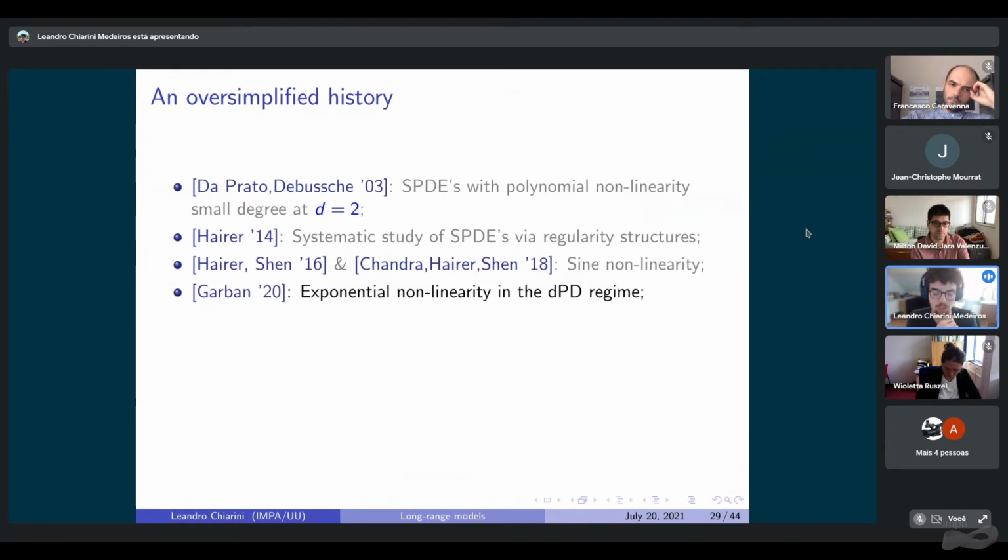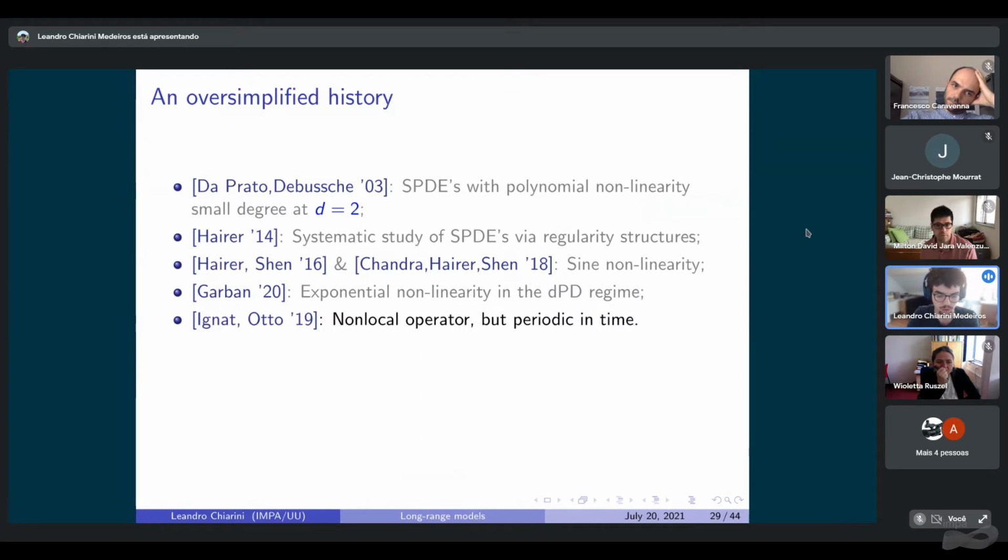After that, Garbin also studied exponential nonlinearity. And all of those papers were really done with ideas of using the standard Laplacian, so it was really local kind of results. The first paper that I'm aware of doing this kind of results for non-local operators was done by Ignat and Otto, but in their case, they're not working with an initial value problem, but instead with something that is periodic in time, so they can take a bit of advantage of the fact that you can do Fourier analysis in time as well.